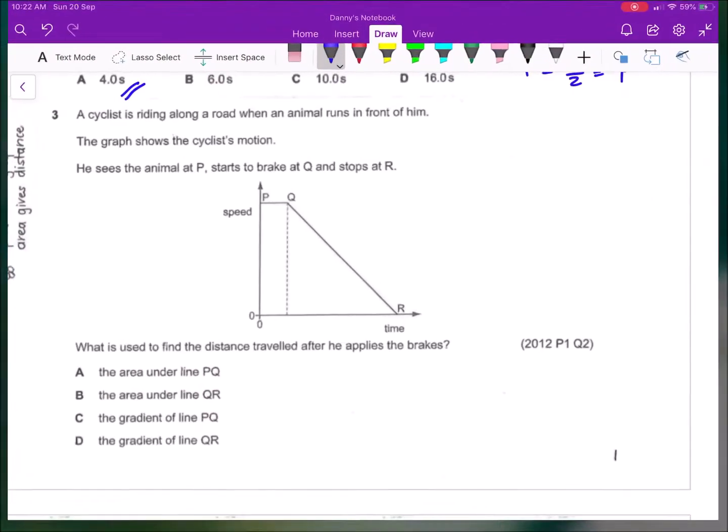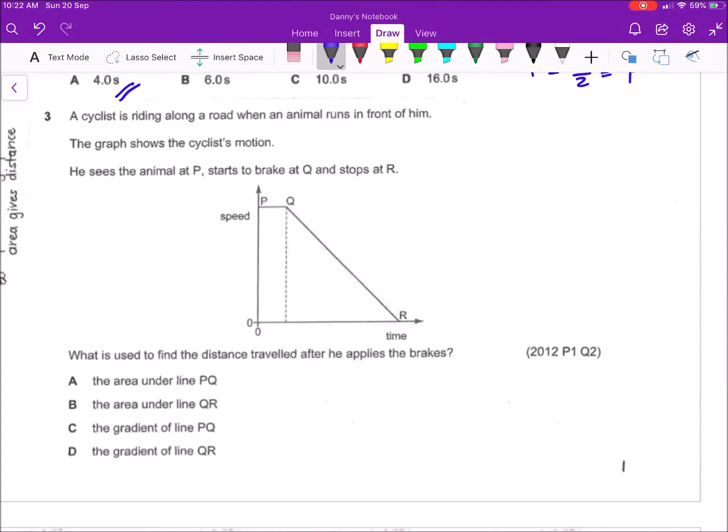So let's see what the question wants here. You have a cyclist cycling along the road, and then there's an animal. So all these things are about the context. The main thing you may want to take note of here is that there will be a brake at Q. That means it's slowing down. So braking basically means that it is slowing down. And then basically your cyclist will stop at R.